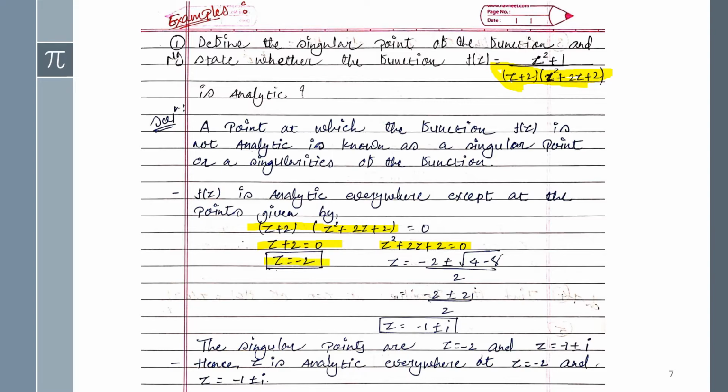So here you are getting the values of z, so that we can say that what we are finding is the singular points. These all are the singular points, that is -2 and -1 plus or minus i, and hence we can say that the function is analytic except at the points z = -2 and z = -1 plus or minus i. At these points the function will not be analytic. Okay, now see the second example.